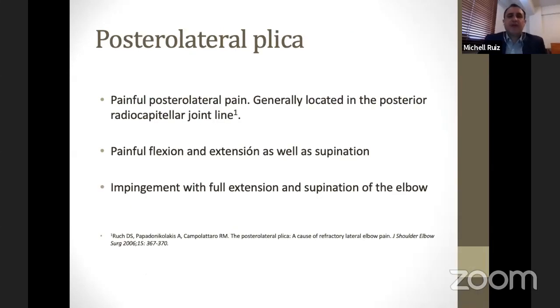Another pathology that we have to take into consideration as a source of lateral elbow pain is a posterolateral plica. The posterolateral plica, just as in the knee, may be a finding that may not be necessarily pathologic. The thing with a plica is that once it is inflamed, the majority of the cases will be post-traumatic. It's very difficult to have a pain-free elbow.